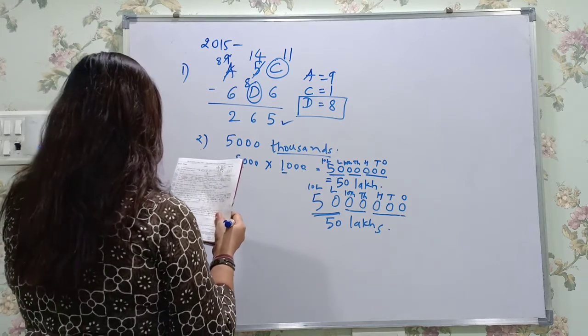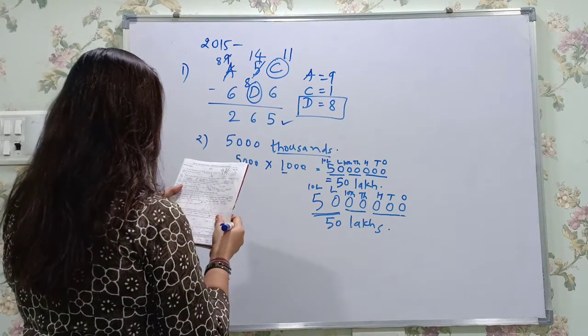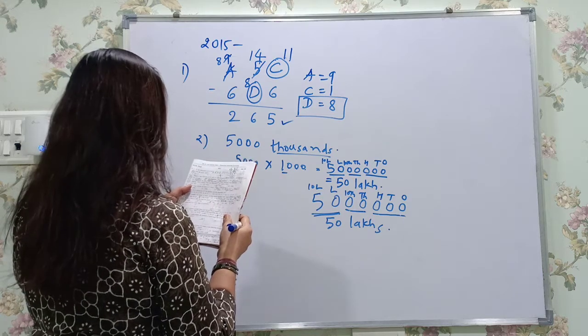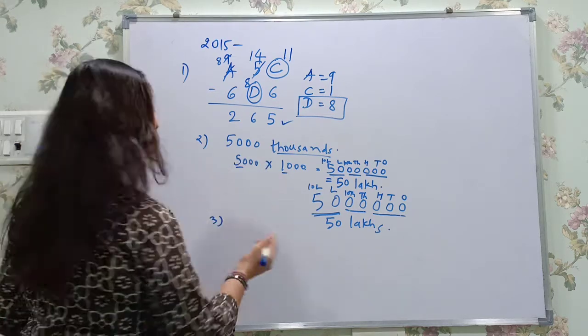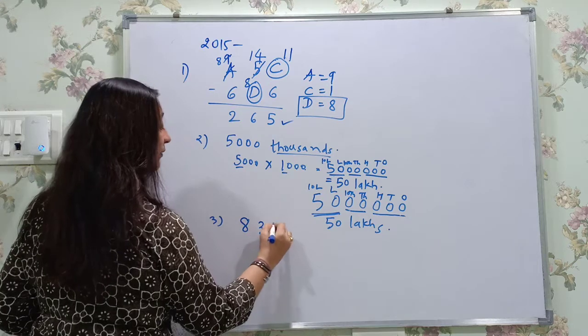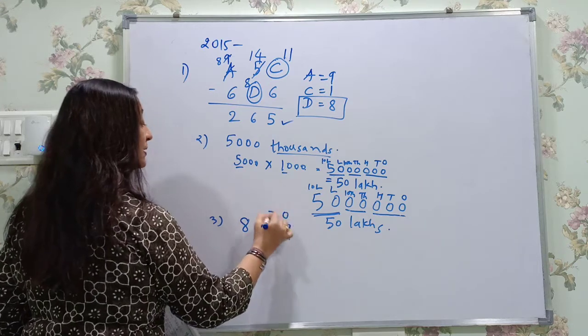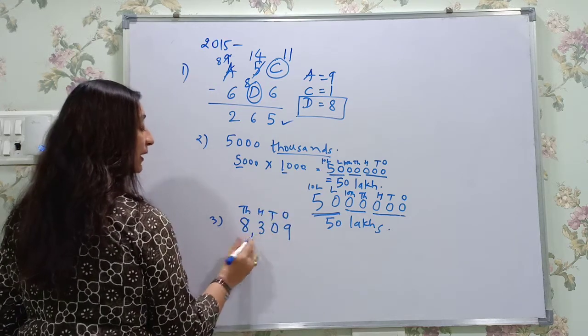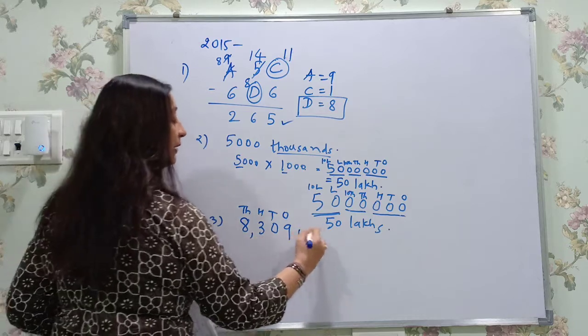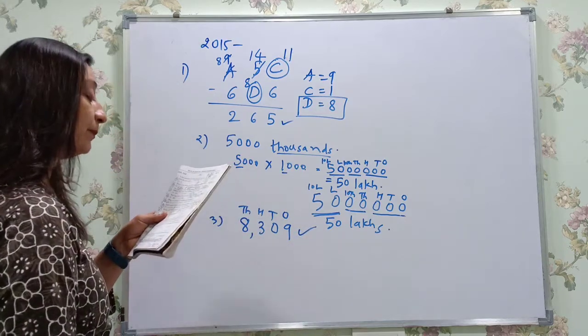Sum number 3. On a particular day, there were 8,309 spectators. So what is the answer? 8,309. Ones, tens, hundreds, thousands. So how do we read this? 8,309. So it is option number 3.